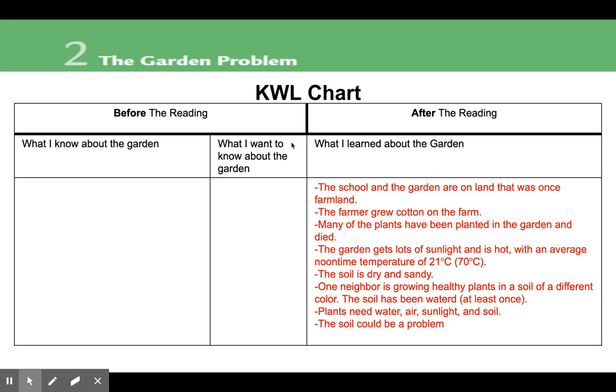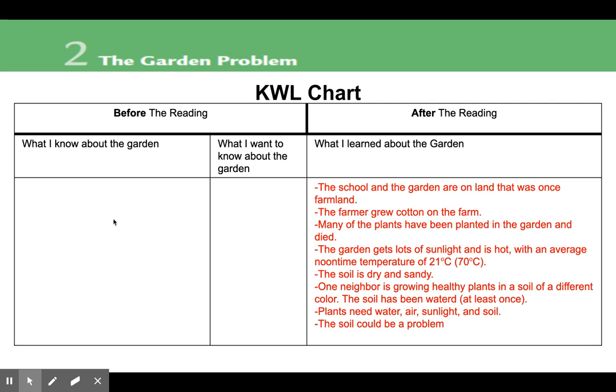In this section here, what I know about the garden. Number one, in that little paragraph that we read at the very beginning, it talked about a garden on the school property. There was a problem with the garden. New plants died after they were planted, and the science class is going to study the garden. So again, I'm talking about this section here. You should have had that filled out before you did the reading.